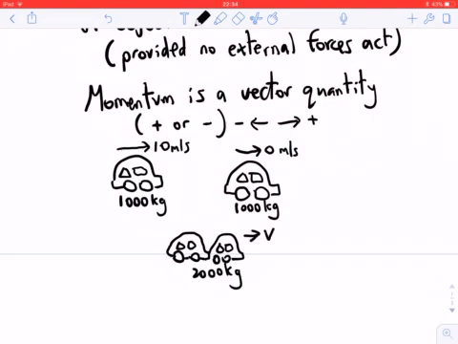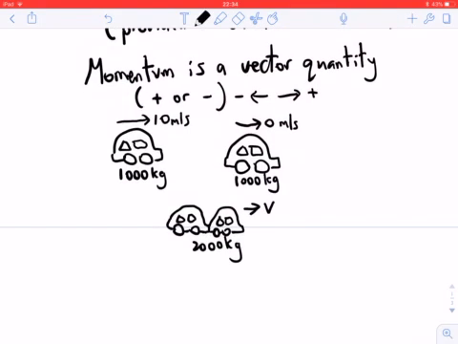So here's our crumpled up, stuck together vehicles, the total mass of which is 2,000, and they're moving forward at an unknown velocity v. And the question is, how big is that velocity? So to work this out, we're going to apply the law of momentum conservation. The total momentum before the collision is equal to the total momentum after.